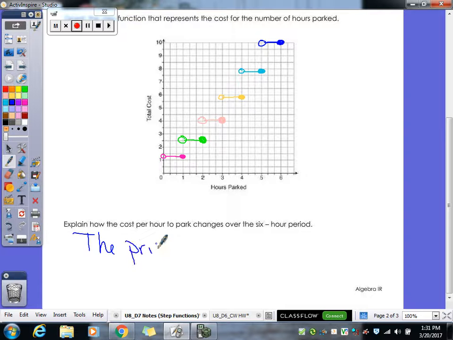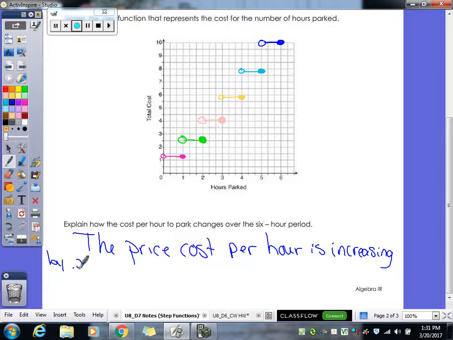The price or the cost, and we can say by how much. It's increasing by 25 cents more an hour.